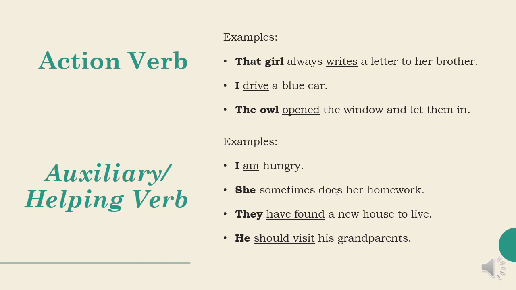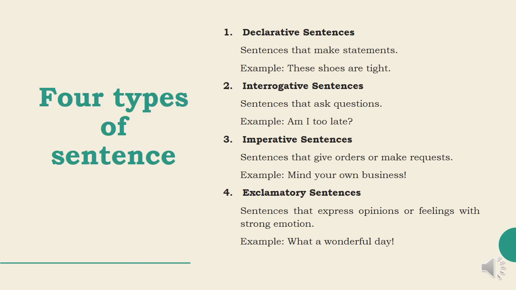And the last example, he should visit his grandparent. The helping verb in this sentence is in the form of modal should, while the subject is he. Well, there are 4 types of sentences for your information. The first one is declarative sentences. It is a sentence that makes a statement. For example, these shoes are tight.